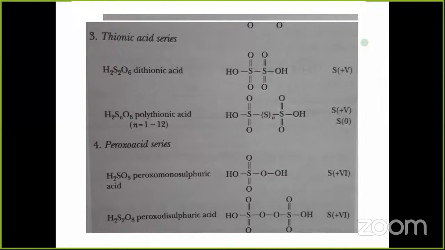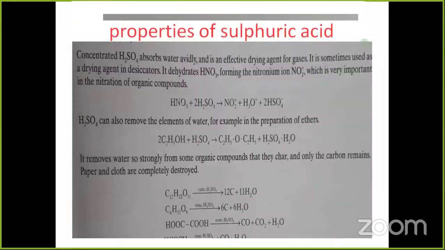There are 10 oxy acids in total, and out of the 10, sulfuric acid is the most important. Now let's see the properties of sulfuric acid. The first main property: yesterday I told you that we use sulfuric acid as a dehydrating agent.